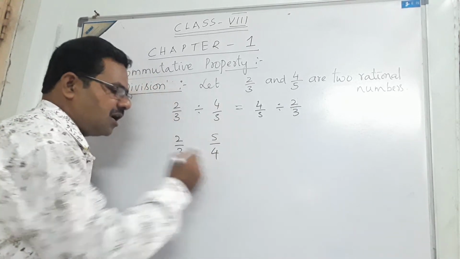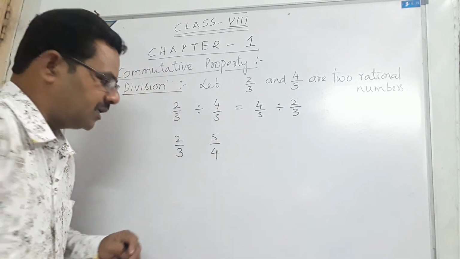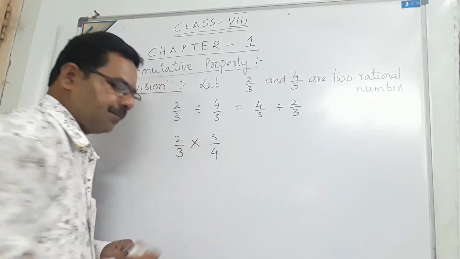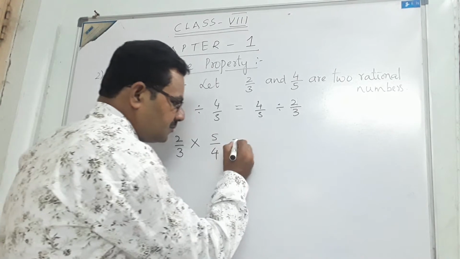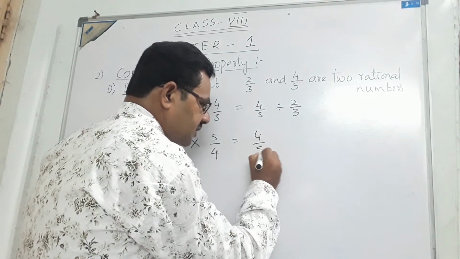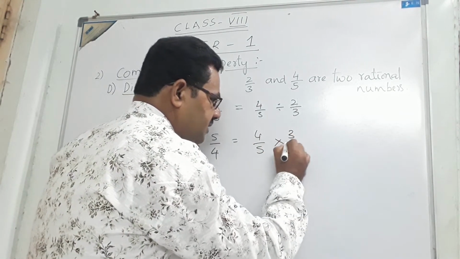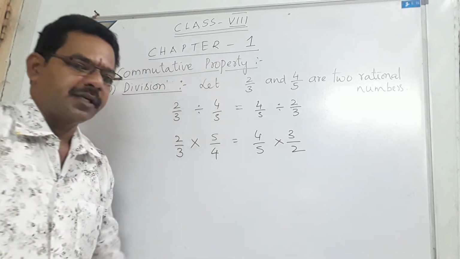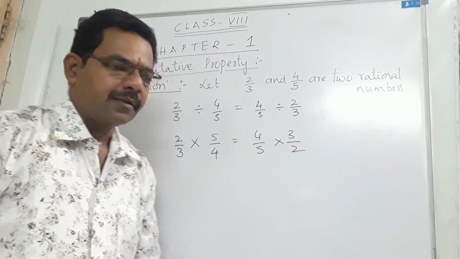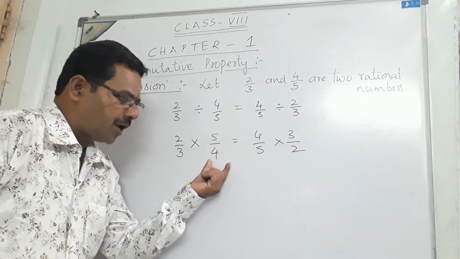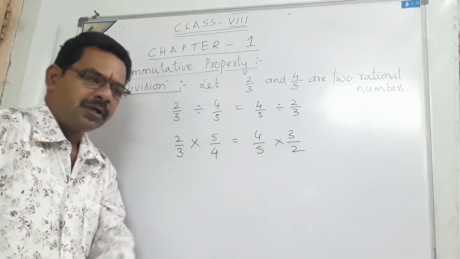If you change the rational number or fraction like this, you can use the symbol of multiplication. That means again we are coming into multiplication. Here 4 by 5, the first fraction, will not be changed. But for the second fraction, instead of 2 by 3, we are taking 3 by 2. Okay. So 2 by 3 into 5 by 4 is equal to 4 by 5 into 3 by 2.